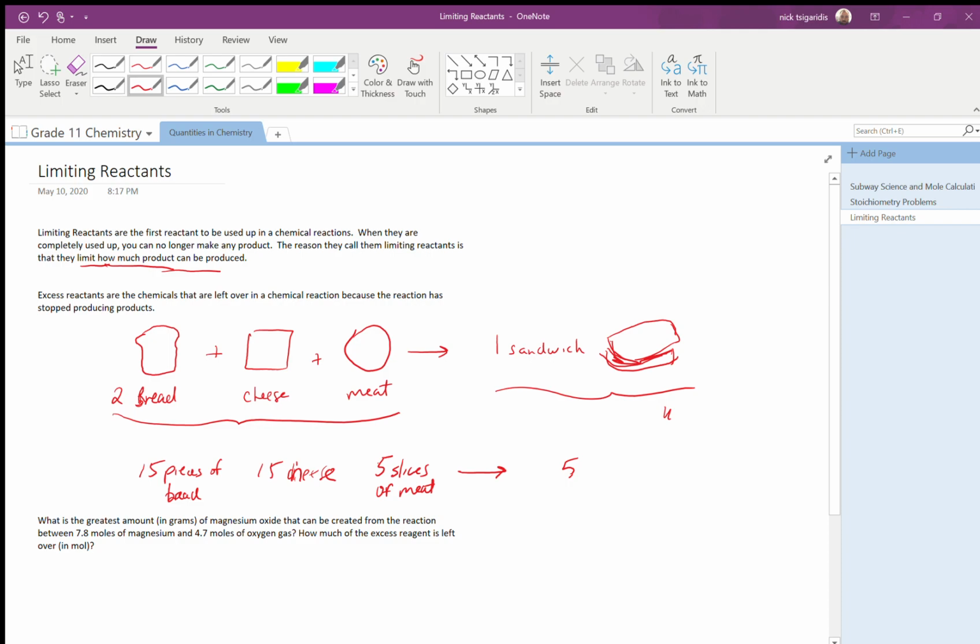And the pen is not cooperating today. I don't know why. I'm not sure why that pen is not cooperating. Let's try the other one here.